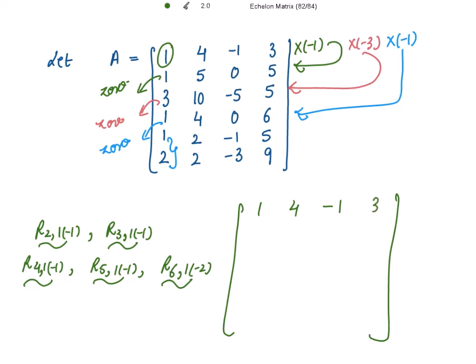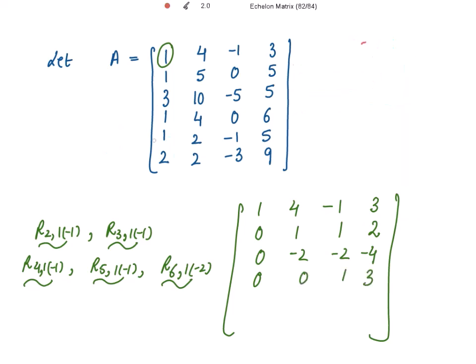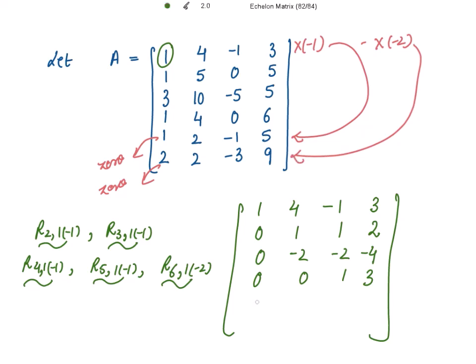Writing the first row as it is, after applying the operation for the second row, the elements become 0, 1, 1, 2. For the third row, I get 0, -2, -2, -4. For the fourth row, I'm getting 0, 0, 1, 3. To get 0 in place of this 1, we multiply the row 1 with -1 and add its elements to the row 5. And to get 0 in place of 2, we multiply the row 1 with -2 and add its elements to the row 6. So I'm getting for the row 5 to be 0, -2, 0, 2.